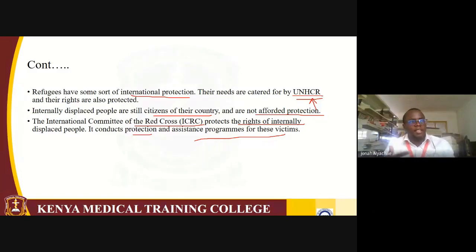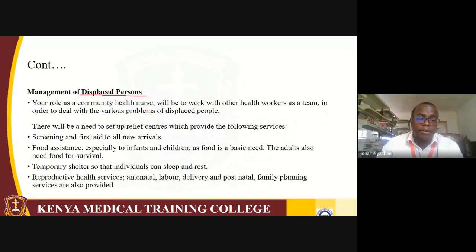But for the externally displaced, if you're working in Dadaab or Kakuma camp, then you will work under the United Nations High Commission for Refugees. So how do we manage the displaced person? Your role as the community health nurse will be to work with other healthcare workers as a team in order to deal with the various problems, where you can screen or set up relief centers to screen and give first aid for new arrivals.